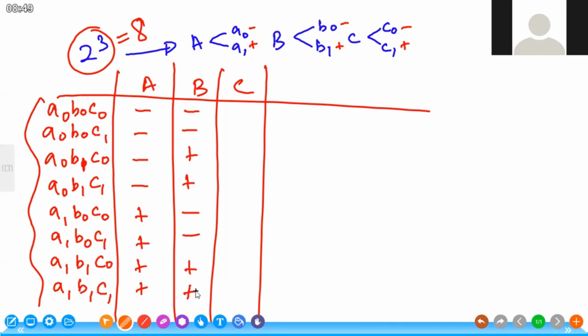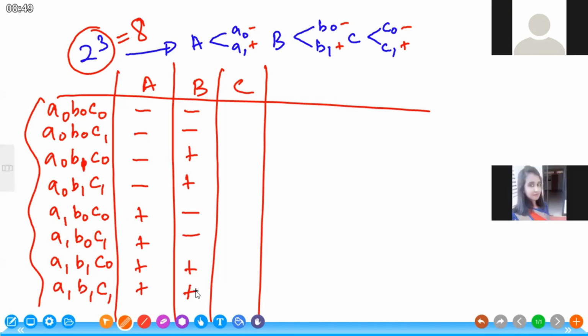Anybody have a problem? Imasha? Okay, tell me what comes next, how can we put it for C? Minus, okay, because C naught is minus. Plus, good. Minus, good. Plus, right. Minus, okay. Plus, okay. Minus, okay. Plus. Good, very good.